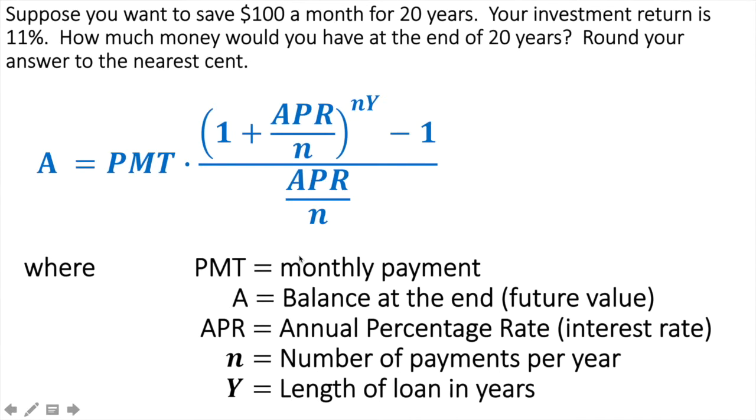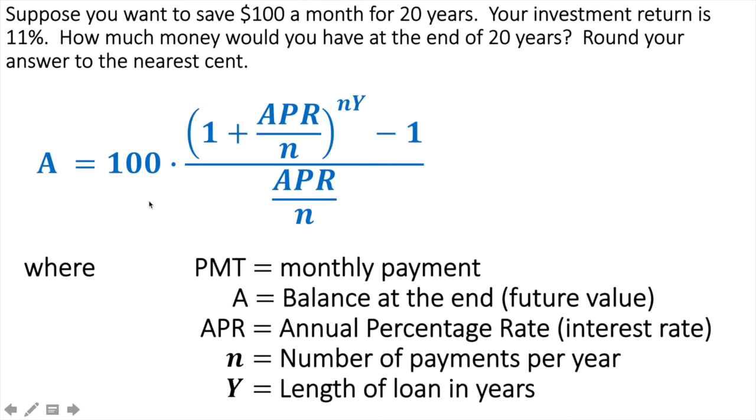Now what we're going to do is start plugging in stuff that we know. The first one that we go through here is the monthly payment amount. We know that's $100. So instead of writing PMT, I'm going to substitute in 100. There's our $100. Next up we have the balance at the end. Well, we don't know that. That's what we're trying to solve for, so we're not too worried about that. We're going to find that out a little bit later.